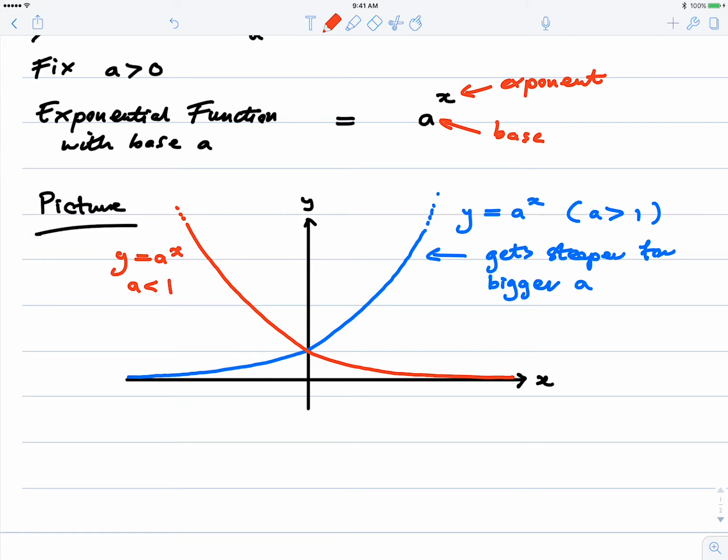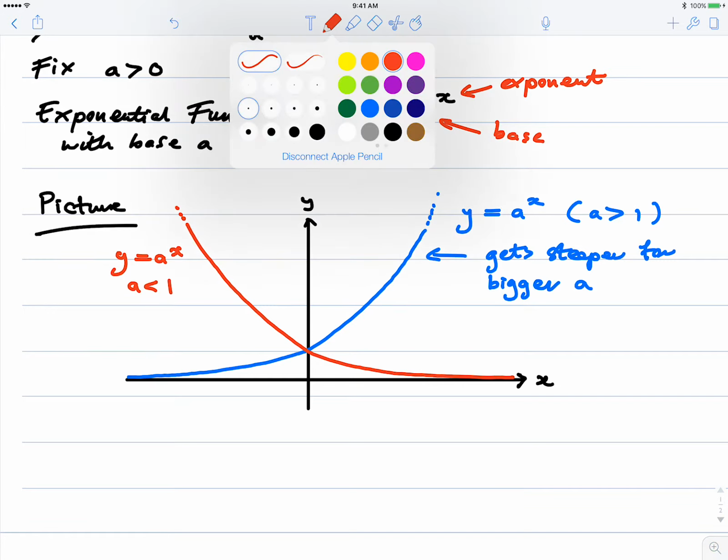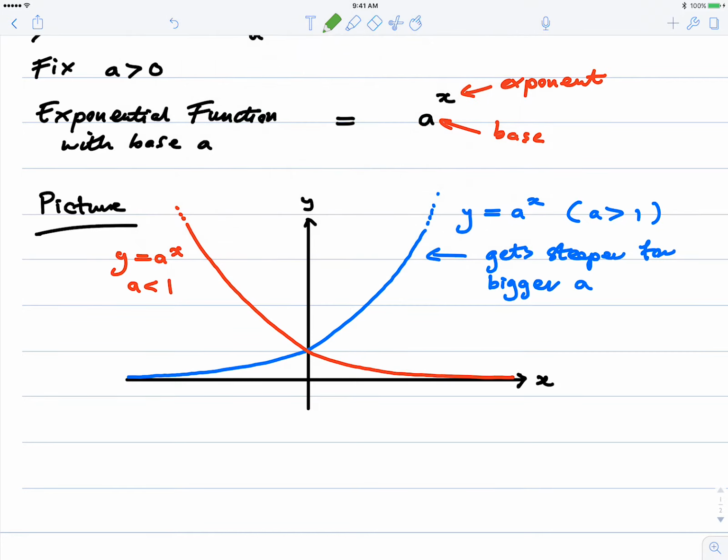There is one anomalous case, which is a bit of an outlier here. What about if a is equal to 1? If a is equal to 1, then we just have a silly graph almost. y is equal to 1 to the x, and 1 to the x is just the constant function 1. So this is an outlier. It's not very interesting. It's not really something we ever consider when we're discussing exponential functions.